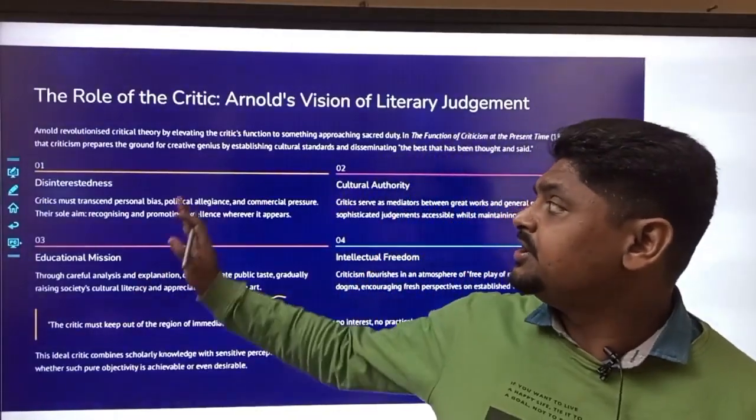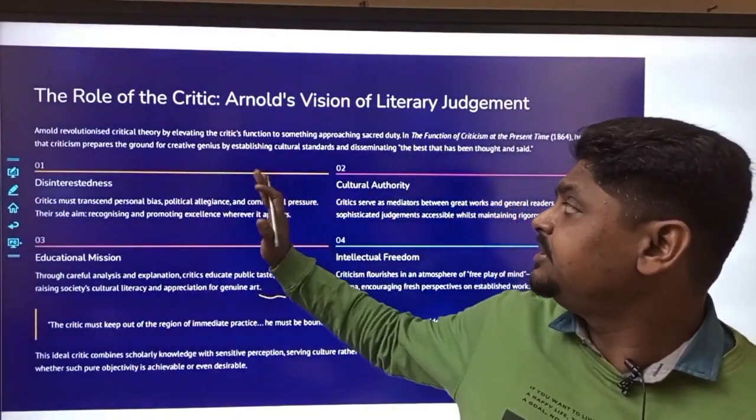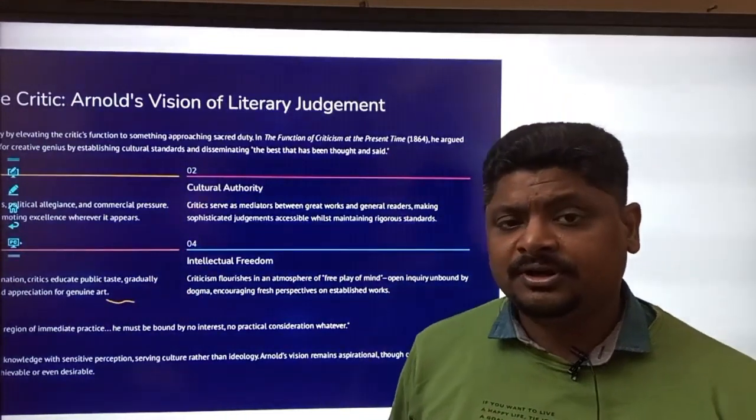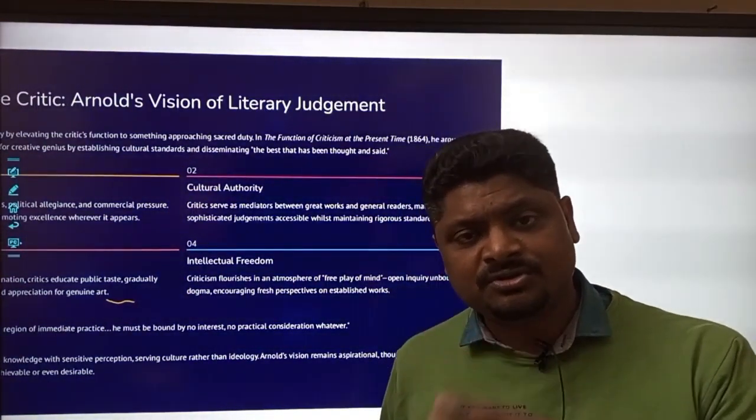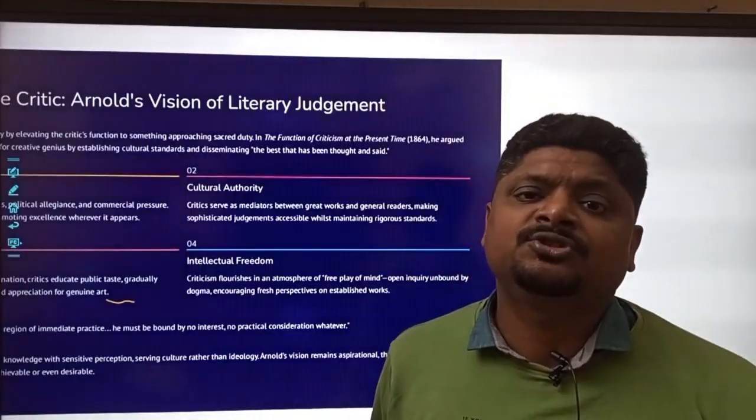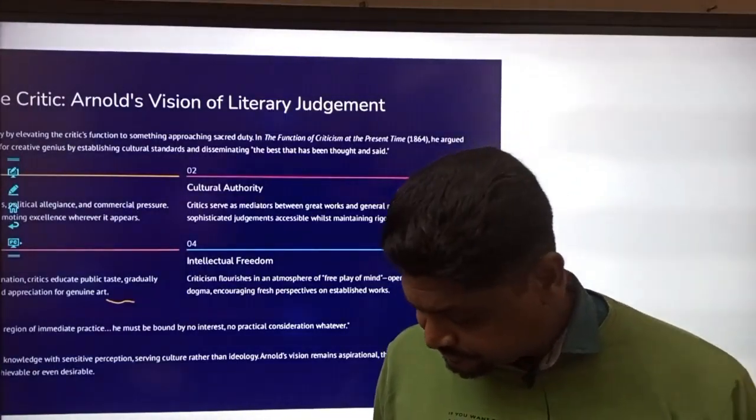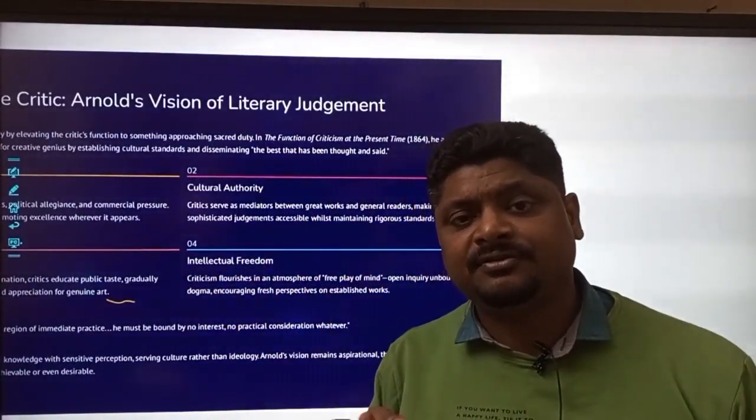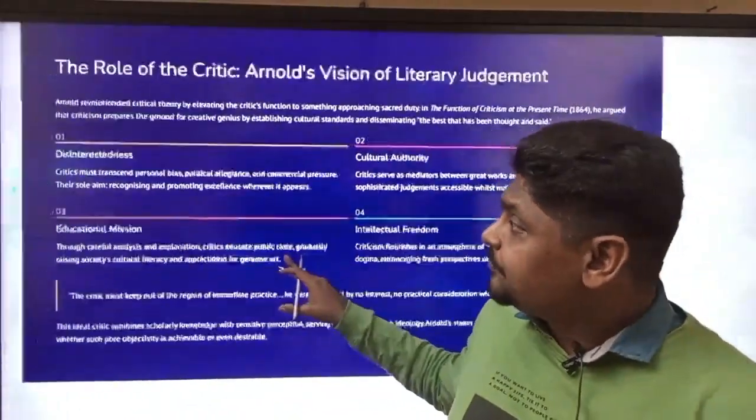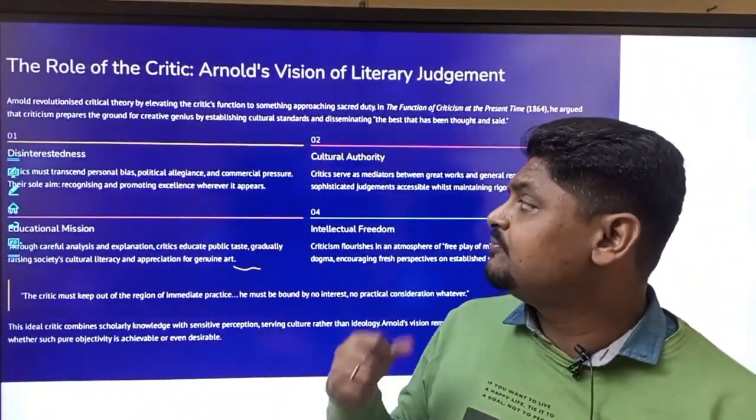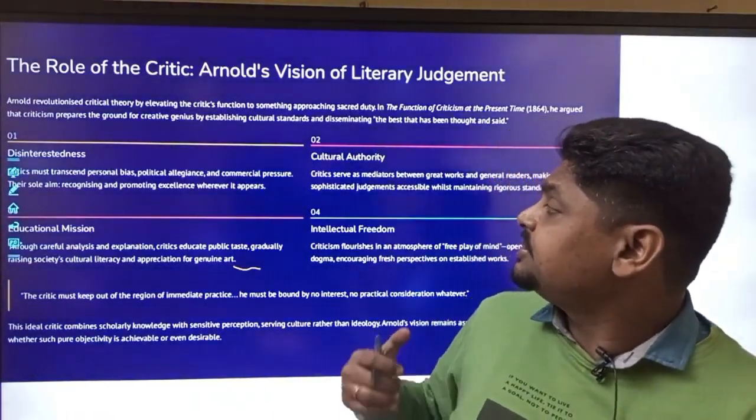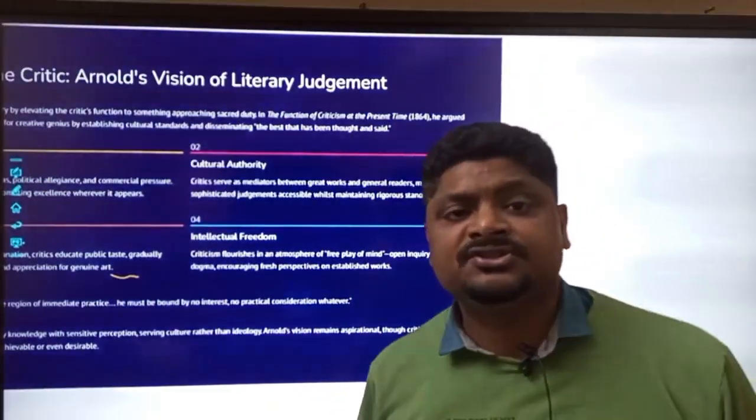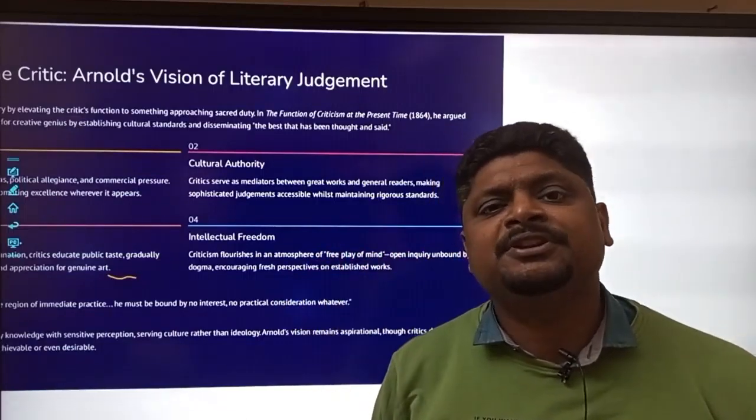So Arnold revolutionized critical theory by elevating the critic's function to something approaching sacred duty. Okay. In the next essay, which is also prescribed in our syllabus, the function of criticism at a present time, which was published in 1864, he argued that criticism prepares the ground for creative genius by establishing cultural standards and disseminating the best that has been thought and said. Again, that touchstone spirit.